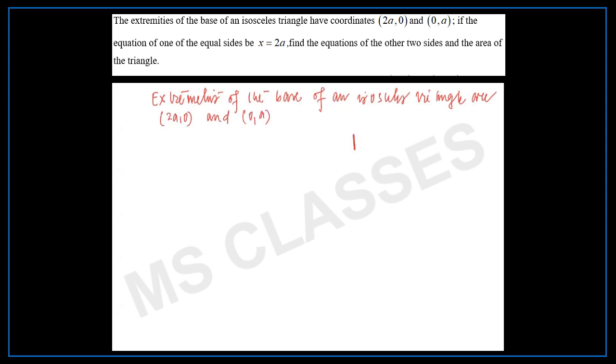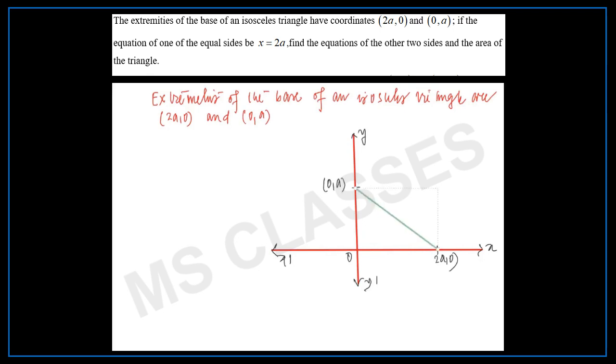So we plot these in the Cartesian plane. This is y, this is x, this is x prime, this is y prime, this is the origin. Now this point is (2a, 0), this point is (0, a). Now the base is this one. Now what is given? The equation of one of the equal sides is x = 2a.